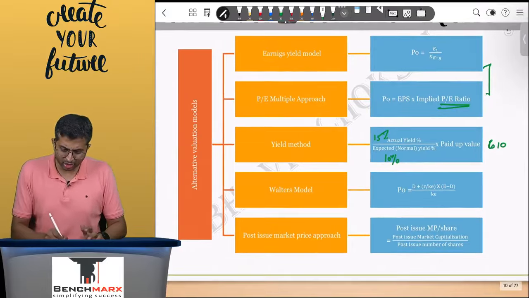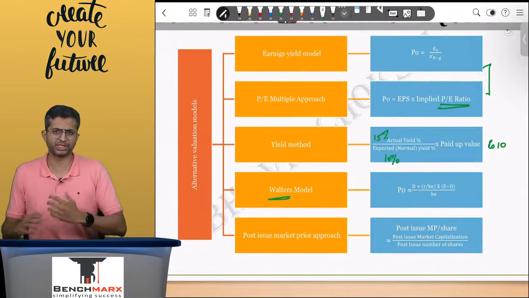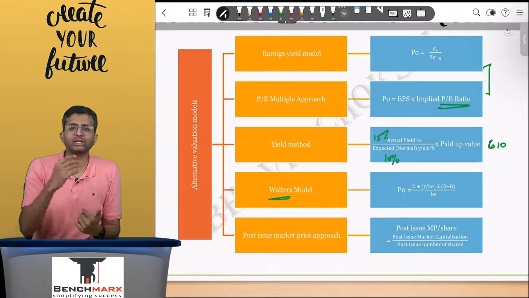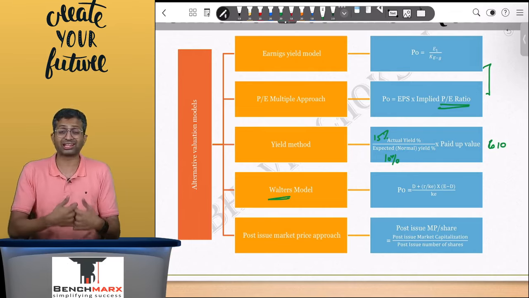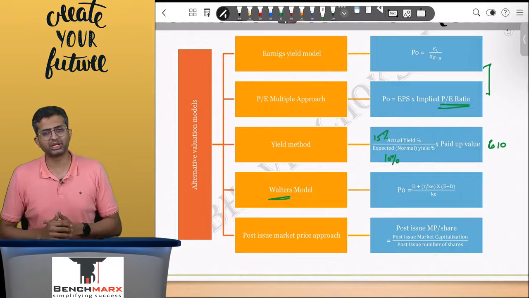Then there is Walter's model, which you might have done in your Inter-C as well, which was largely a method used for dividend policy decisions. But nevertheless, if you had to consider this, Walter's model does not really intend to act as a very good valuation model. It intends to guide you more so for the appropriate dividend policy.